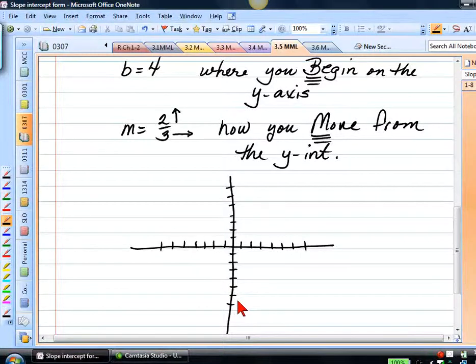If I want to use this third technique, one that I've never used before, to graph this line, I begin by plotting B on the y-axis. Where will I plot B? At what number on the y-axis? 4. So I will go up to 1, 2, 3, 4, and I have put a blue dot there.